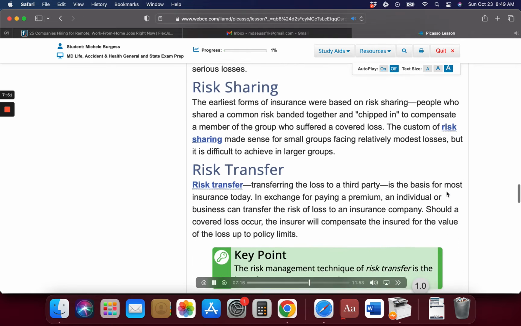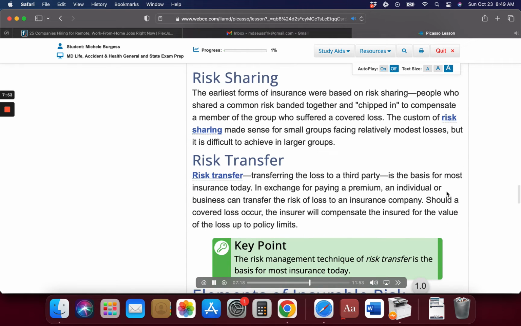Risk sharing. The earliest forms of insurance were based on risk sharing. People who shared a common risk banded together and chipped in to compensate a member of the group who suffered a covered loss. The custom of risk sharing made sense for small groups facing relatively modest losses, but it is difficult to achieve in larger groups.